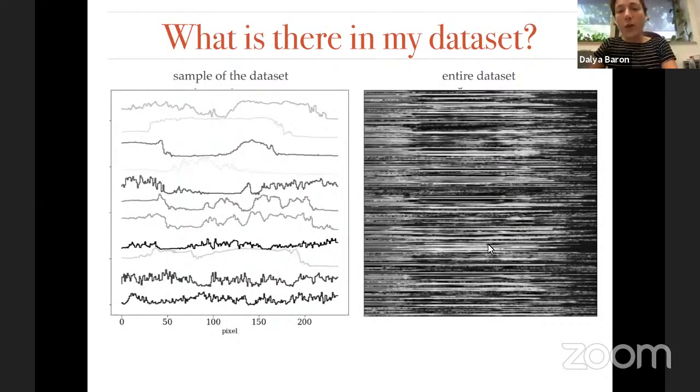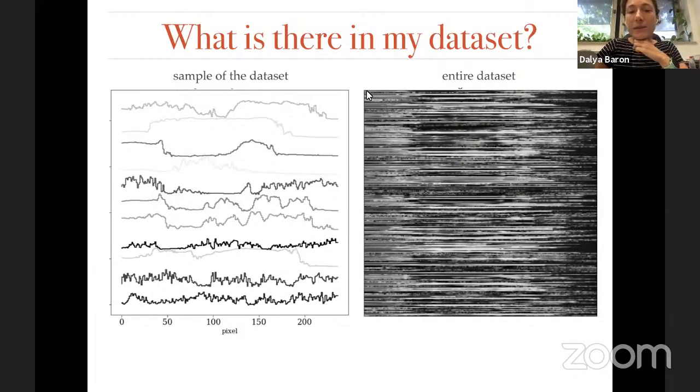The second thing I want to ask is how can we find correlations and patterns in our dataset? This is basically similar to asking the question of what is there in my dataset? And here you can see an example of a dataset. You can see here one-dimensional objects, some intensity varying as a function of pixel.